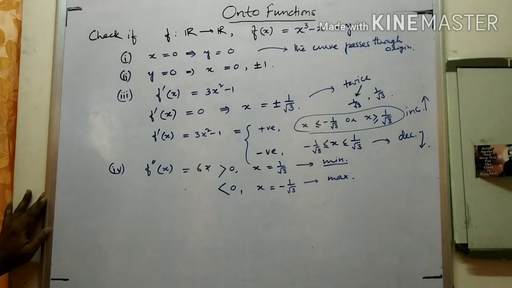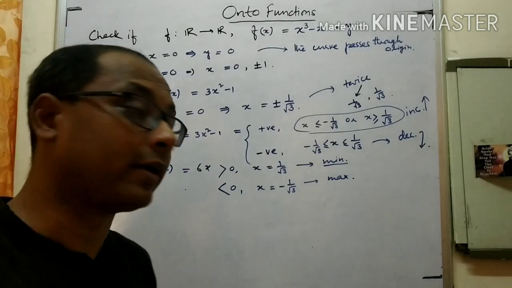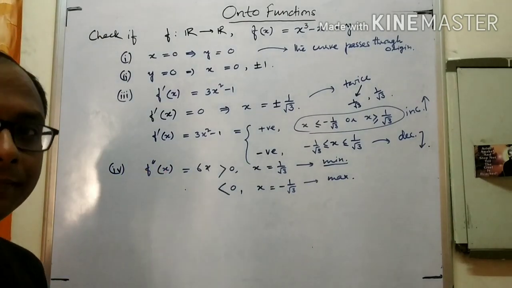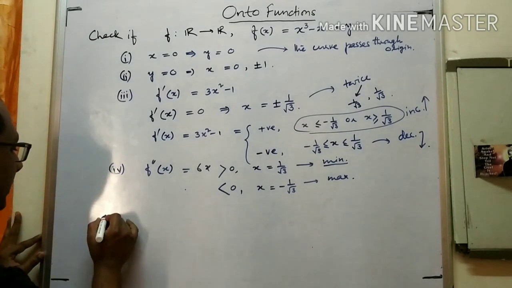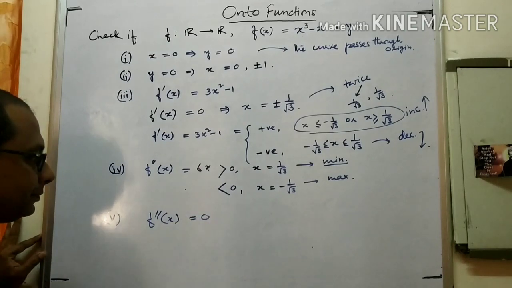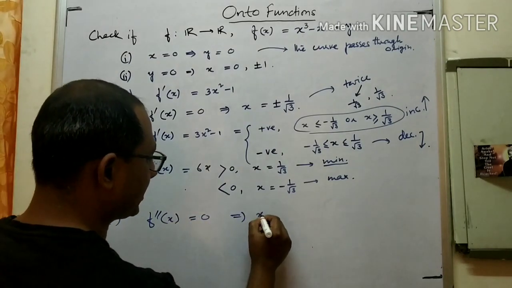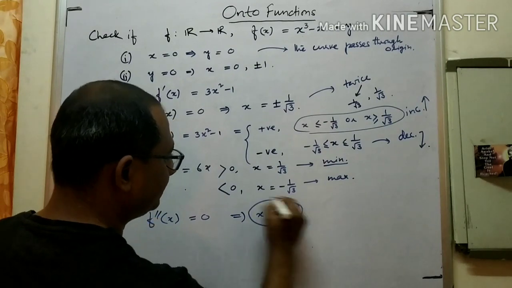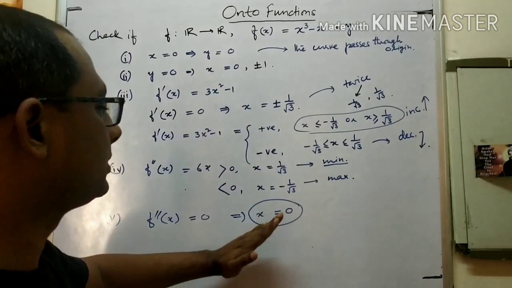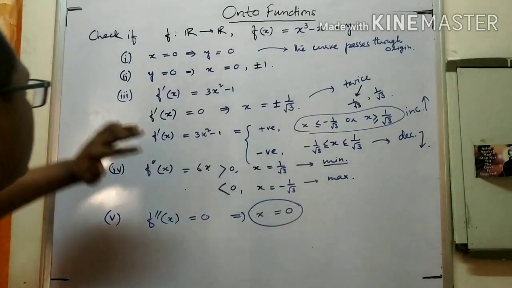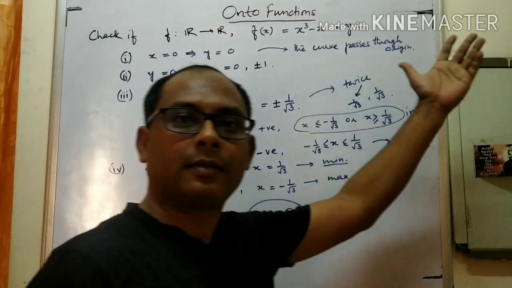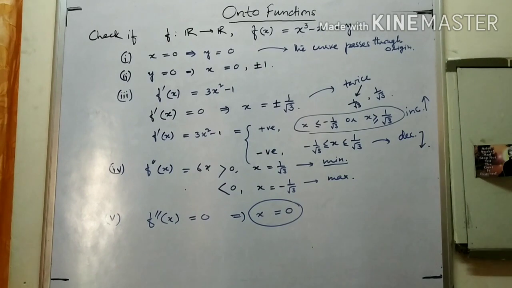Now we'll check at what point the function changes its concavity. For that we have to equate f double dash x to 0. So 6x equal to 0 means x equal to 0. So at x equal to 0, the graph of the function will change its concavity. So we'll club all this to draw the graph of this function, and from there we'll try to find out what its range is.